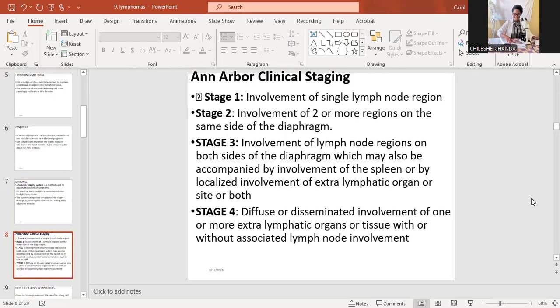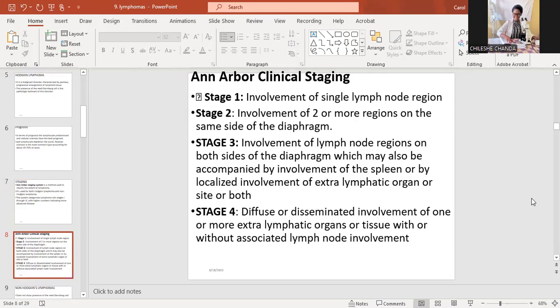Okay, and then stage 3, there is involvement of lymph node regions on both sides of the diaphragm. This may be accompanied by involvement of the spleen or by localized involvement of extra lymphatic organs or site or both. So you find that in stage 3, there is involvement of lymph nodes on both sides of the diaphragm.